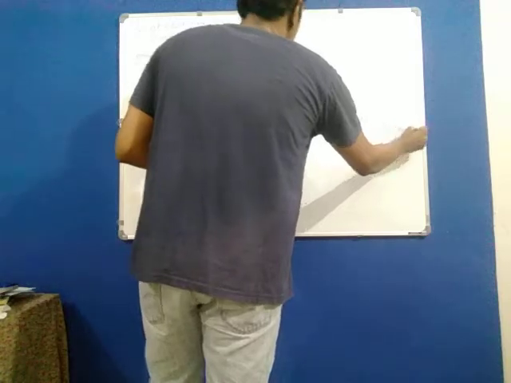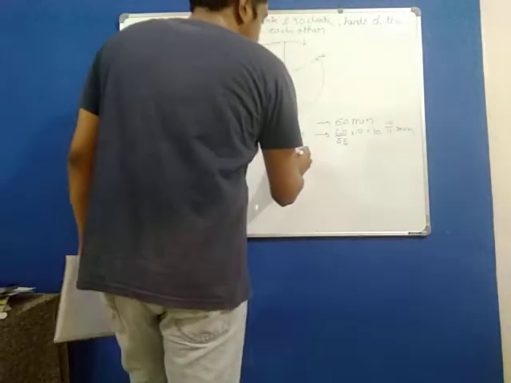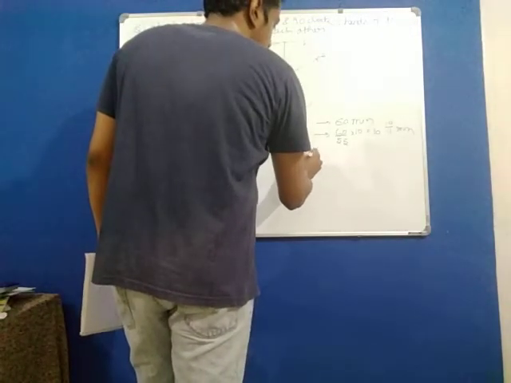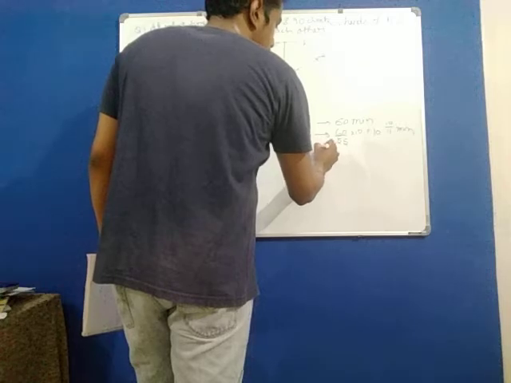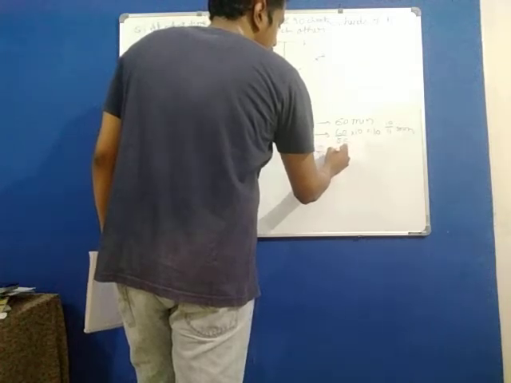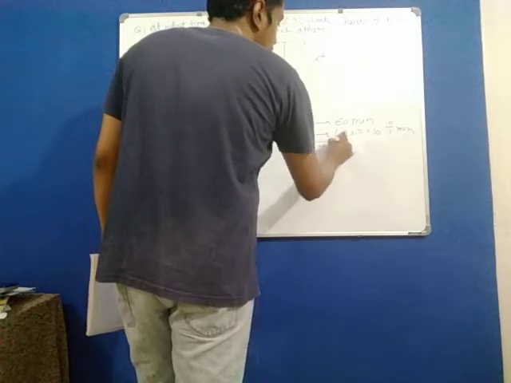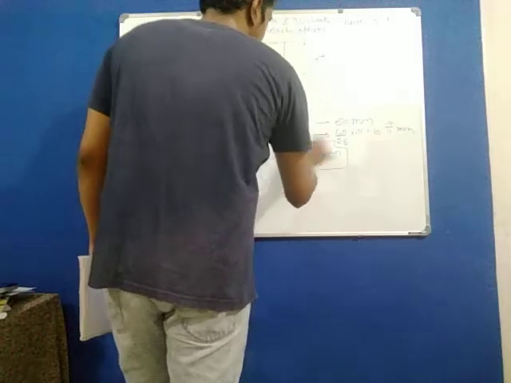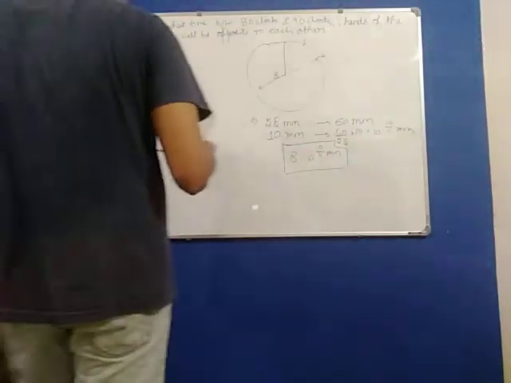So we can say that at 8 o'clock and 10 by 11 minutes, the hours and the minutes hand will be opposite to each other. So that is the answer to this particular question.